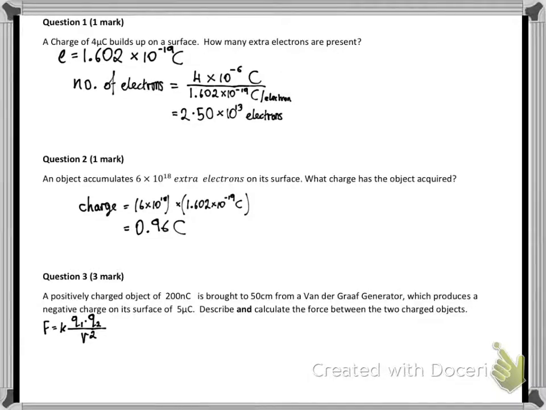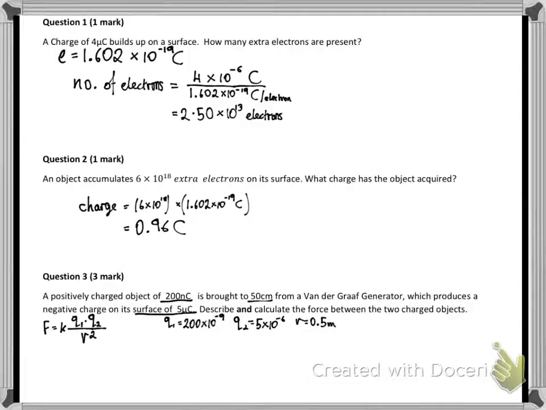So we need to identify those quantities from the information. Here is one charge amount, 200 nanocoulombs. That's 200 times 10 to the negative 9. And the second charge amount is down here, the charge on a surface, 5 microcoulombs, 5 times 10 to the negative 6. Then we have to identify the distance between the charges, that is 50 centimeters. We're going to express that in meters, so 0.5 of a meter, half a meter.